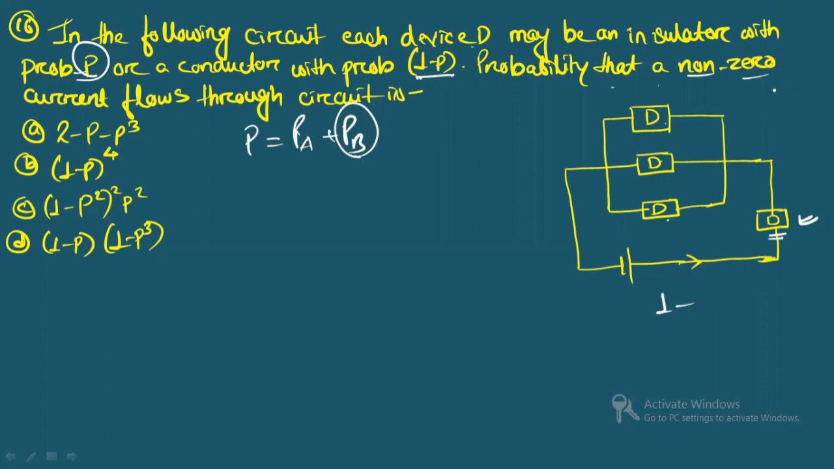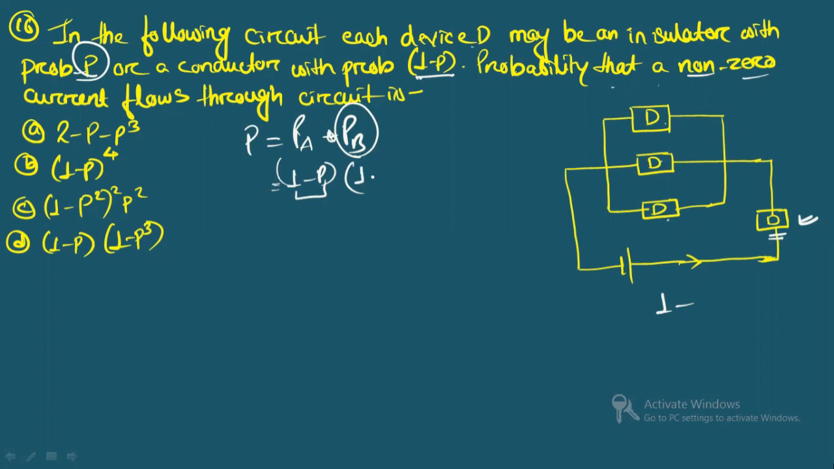Success or failure. Either it's a conductor or it's not a conductor, right? So now you see for the first one, the probability that this is a conductor is 1 minus P, total probability minus the probability that it is an insulator. So this will give you the probability that it is a conductor.